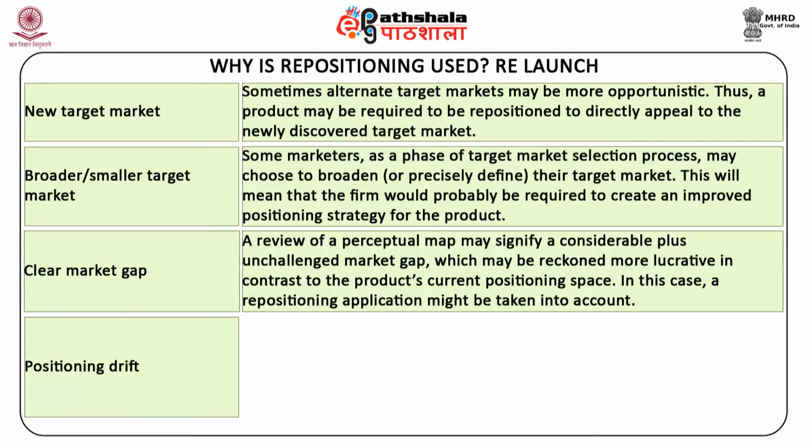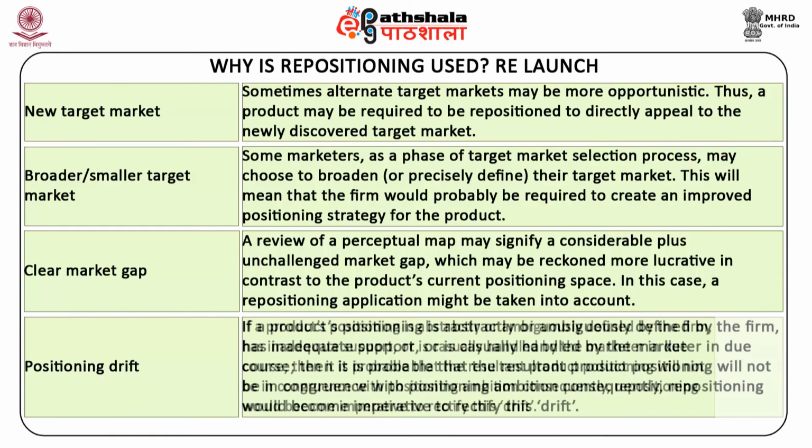Next, positioning drift. If a product's positioning is abstractly or ambiguously defined by the firm, has inadequate support, or is casually handled by the marketer in due course, then it is probable that the resultant product positioning will not be in congruence with the positioning ambition. Consequently, repositioning would become imperative to rectify this drift.